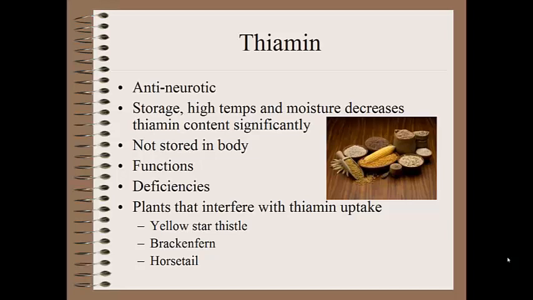That's why it is an anti-neurotic agent. If you have a deficiency, you'll see anorexia, weight loss, incoordination, and an enlarged heart. Poor quality hay and long storage times for your feed are going to lead to those. Now, there are different plants that can interfere with the thiamine uptake of the diet. So if your horse is eating any one of these weeds, yellow star thistle, bracken fern, or horsetail, then your horse could possibly be deficient in thiamine.